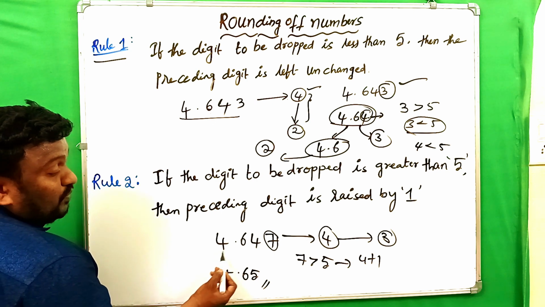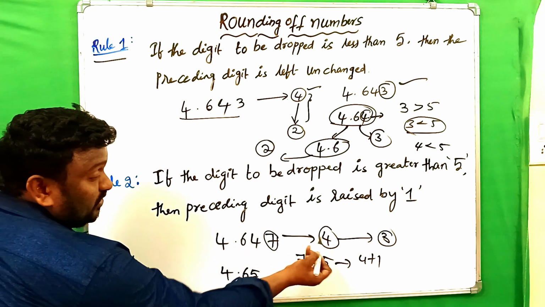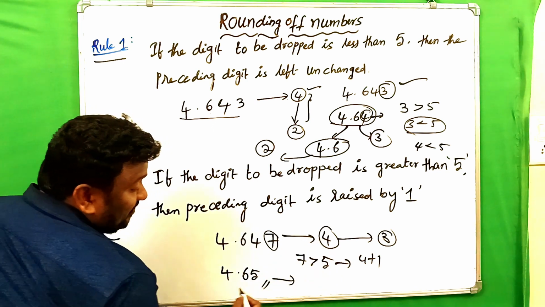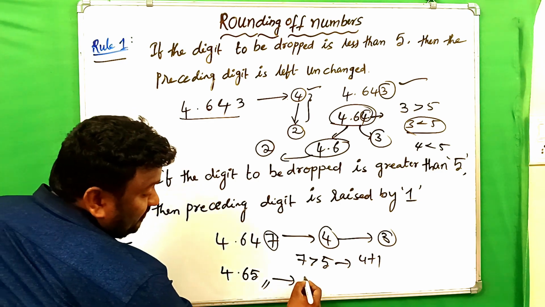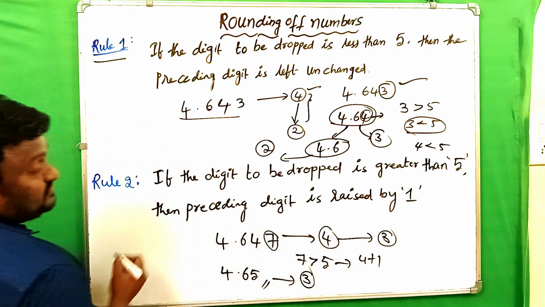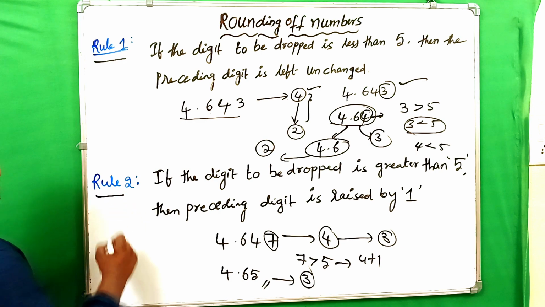4.65. Now 4.647 has 4 significant figures, and now that should be having 1, 2, 3. How many are there? 3 significant figures. This is about rule number 2. Next rule.